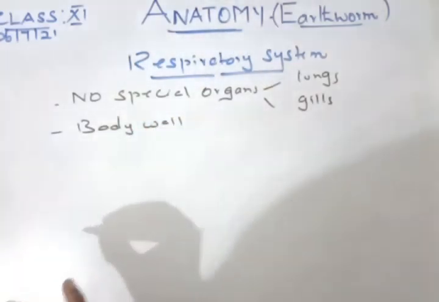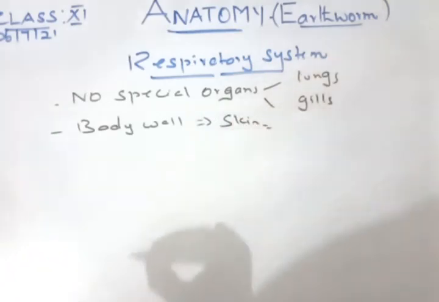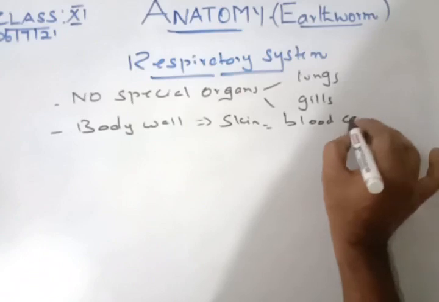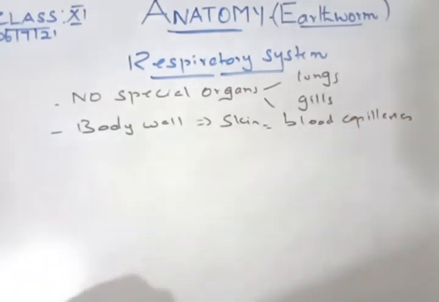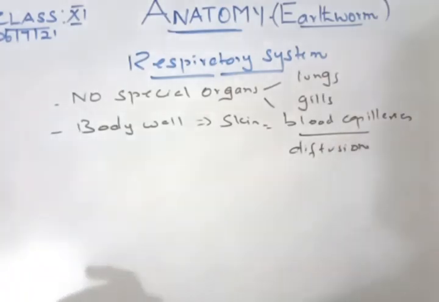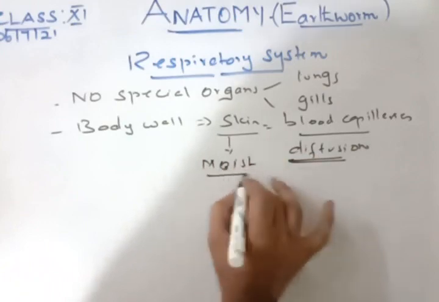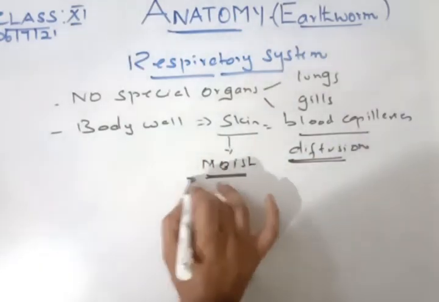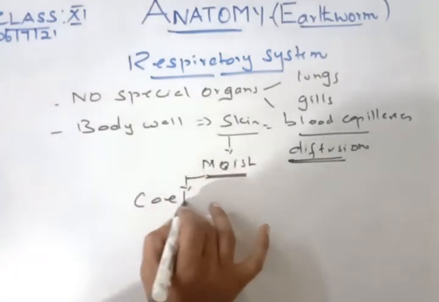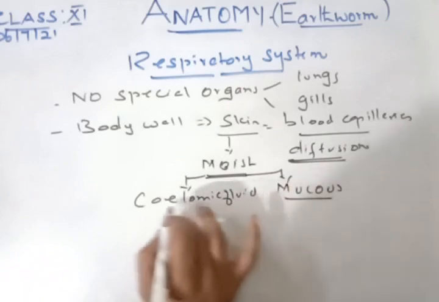Only through the body wall. The body wall is kept moist, and the body wall has the skin, and the skin is richly supplied with blood capillaries. Okay, through this a diffusion process will take place. Diffusion, and this diffusion helps in the exchange of gases. So the skin is always kept moist for respiration purpose, and this moisture is because of two things we have already discussed. One is the fluid called coelomic fluid, and the second one is the mucus. So because of this the skin is kept moist.